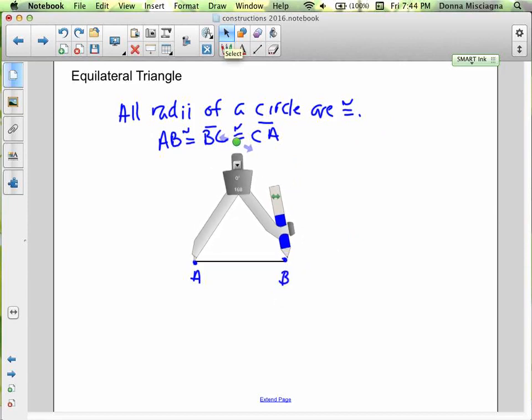I got to make sure my compass goes, so I'm going to use a different color, goes through B. So it's open a little wide. All right, so that looks correct. All right, so now I'm going to draw my circle.